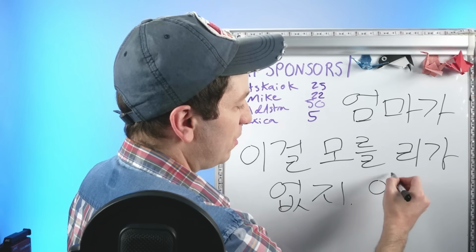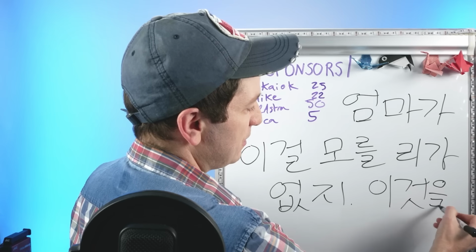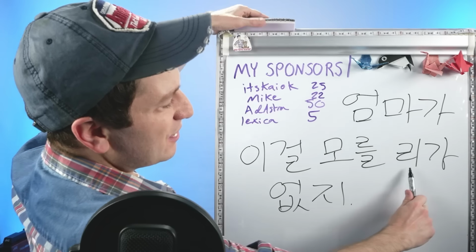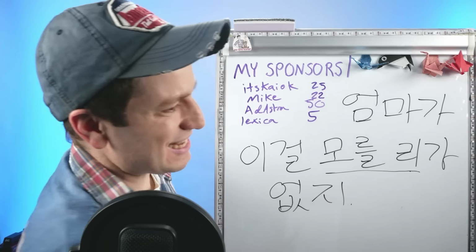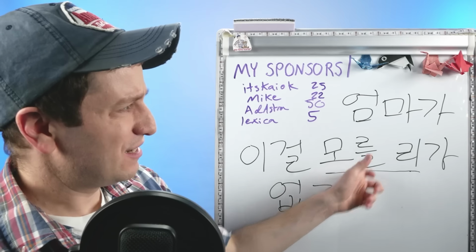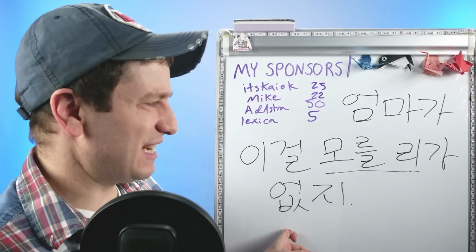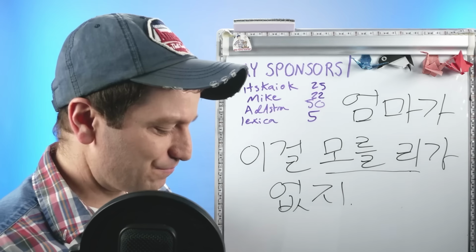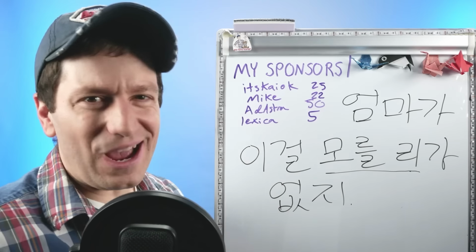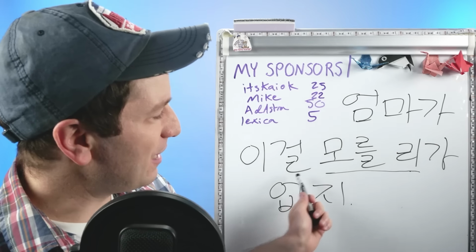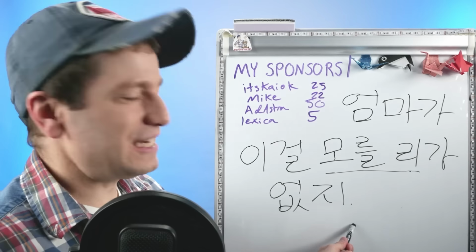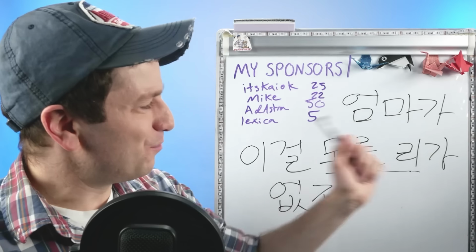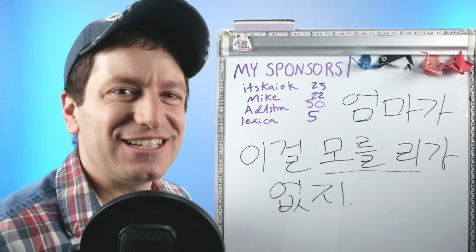엄마가, mom, 이걸 is just 이것을 shortened. So 이걸, this, 모르다, to not know. 모를 리. So literally, logic or reason that mom would not know this. 가 없지. There is no logic or reason that mom wouldn't know this, is what you're saying literally. But more naturally, this would be like, there's no way mom wouldn't know this. 엄마가 이걸 모를 리가 없지. 없지. Like, there isn't, right? 엄마가 이걸 모를 리가 없지. There's no way mom wouldn't know this.